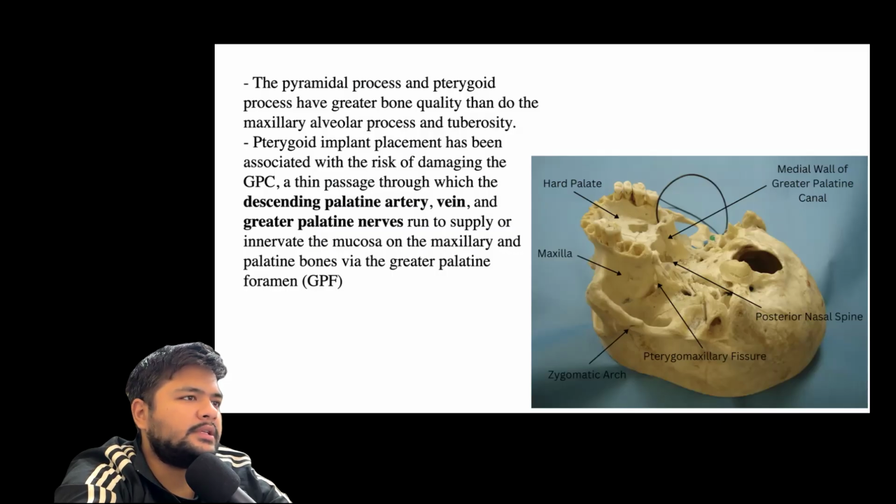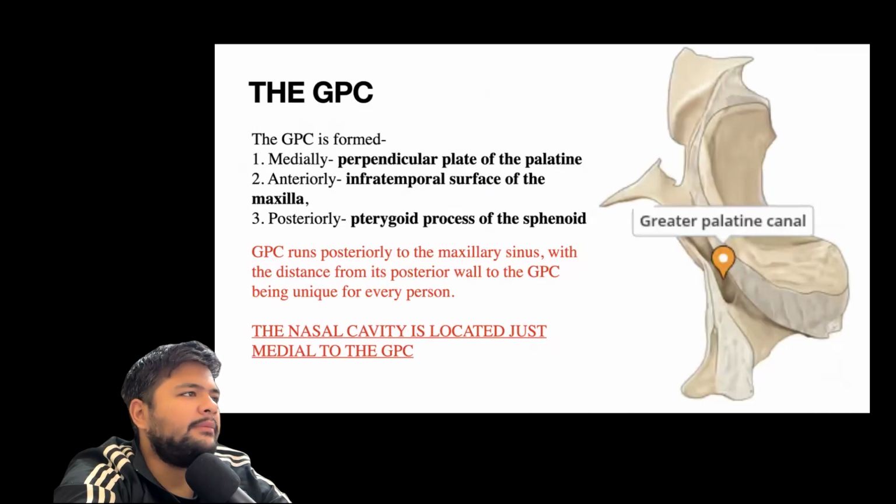In this skull, from the axial view in the 3D section, we can see the hard palate, maxilla, zygomatic arch, pterygomaxillary fissure, posterior nasal spine, and the medial wall of the greater palatine canal. The greater palatine canal is formed medially by the perpendicular plate of the palatine bone, anteriorly by the infratemporal surface of the maxilla, and posteriorly by the pterygoid process of the sphenoid.